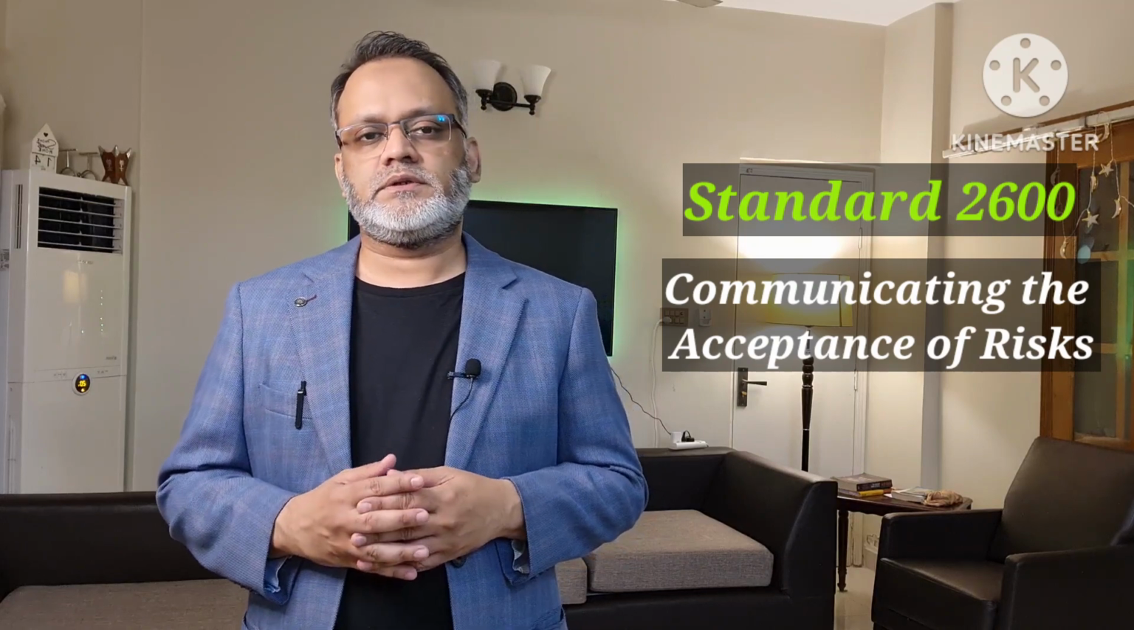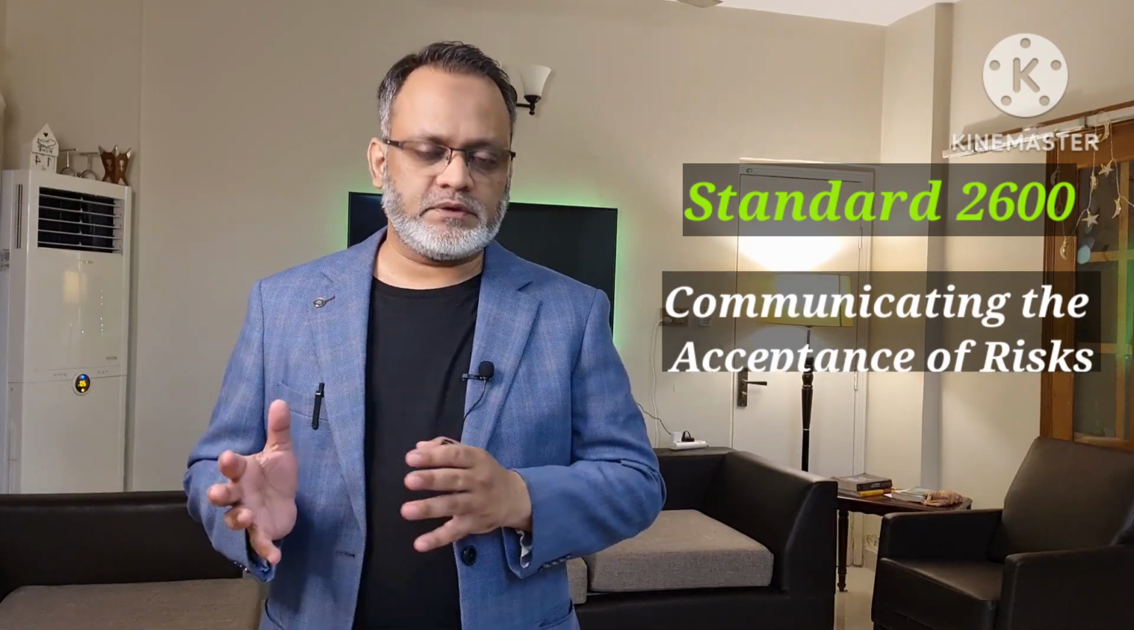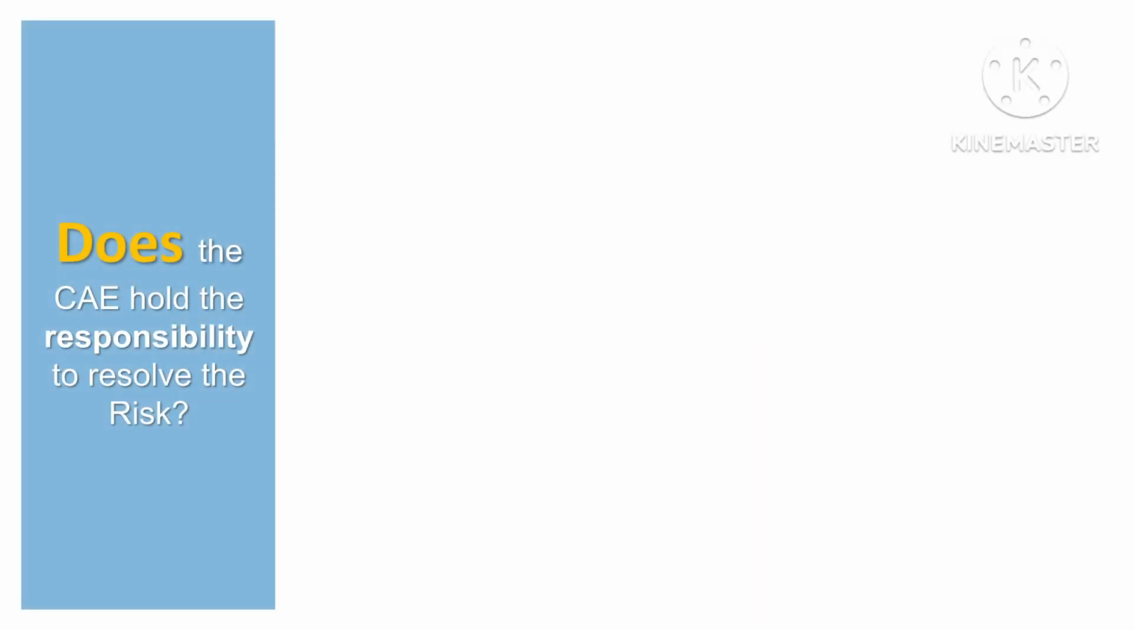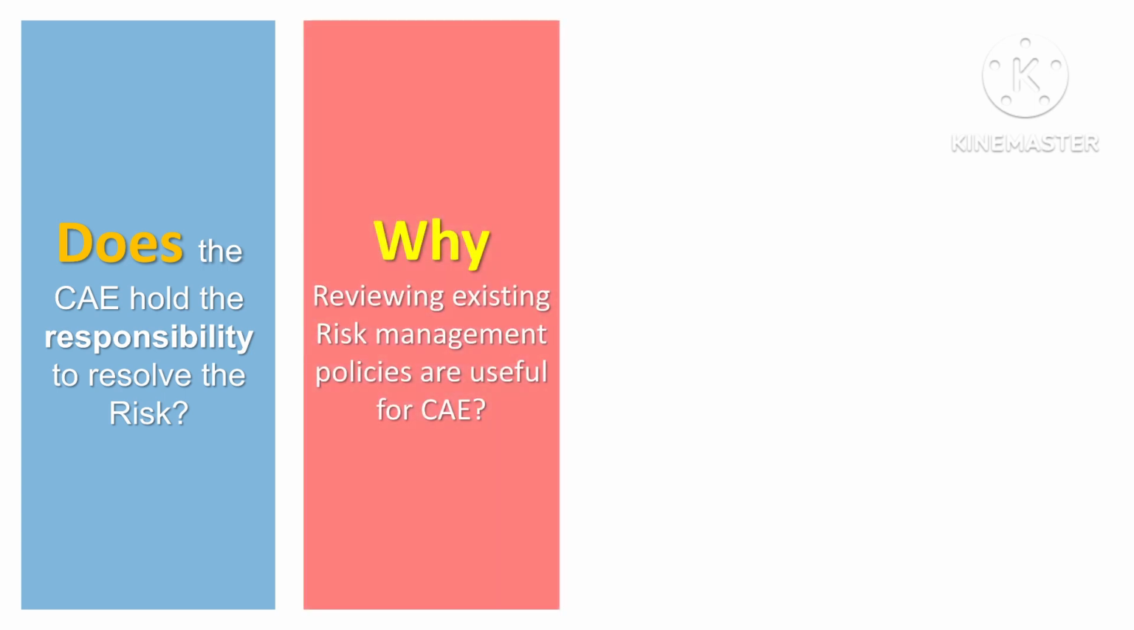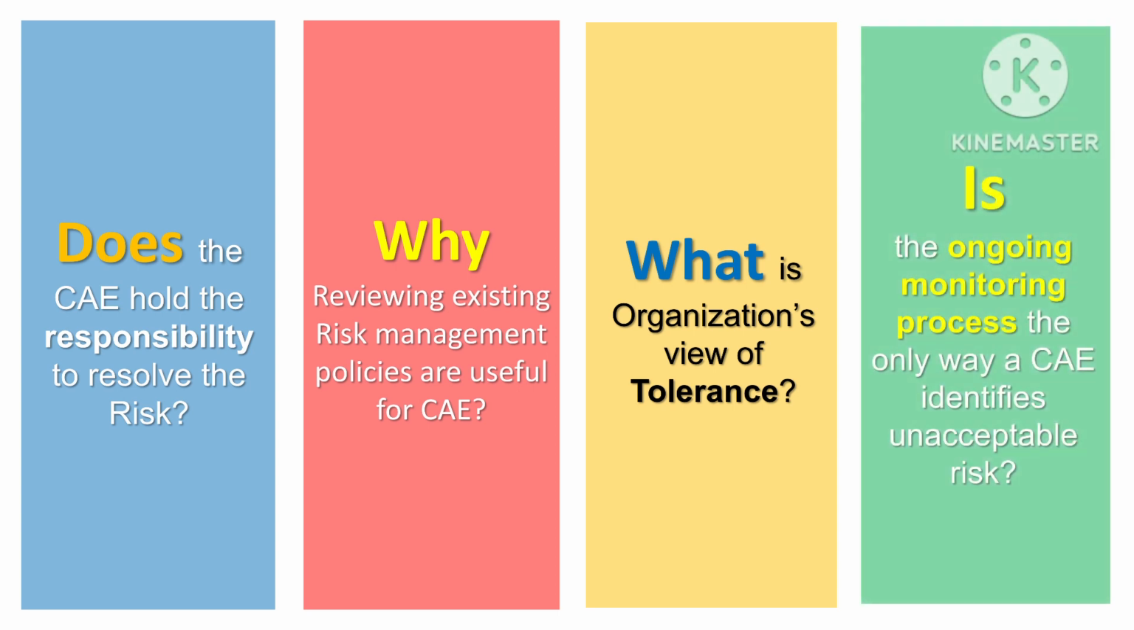So let's start with our customary practice of asking some interesting questions, and then while we review this standard, we'll get responses to those questions. Does the Chief Audit Executive hold the responsibility to resolve the risk? Why is reviewing existing risk management policies useful for the Chief Audit Executive? What is the organization's view of tolerance? Is the ongoing monitoring process the only way a Chief Audit Executive identifies unacceptable risk?